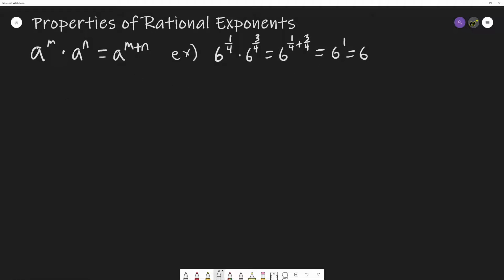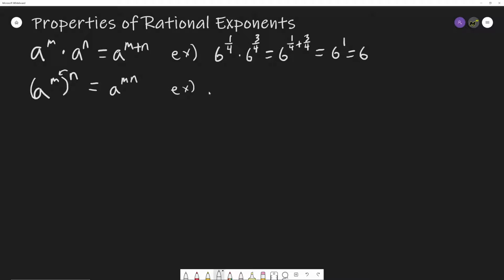Second property, let's check it out. We have a to the m, so we'll stick with the letter a, and all of this will be in parentheses, and all of this is to the nth power. Whenever this is the case, we could actually just multiply these together, and so this would be a to the m times n.